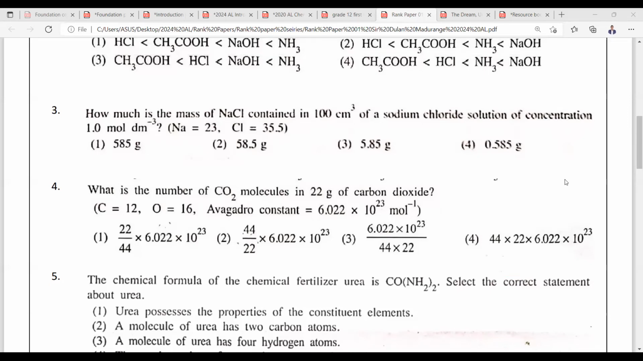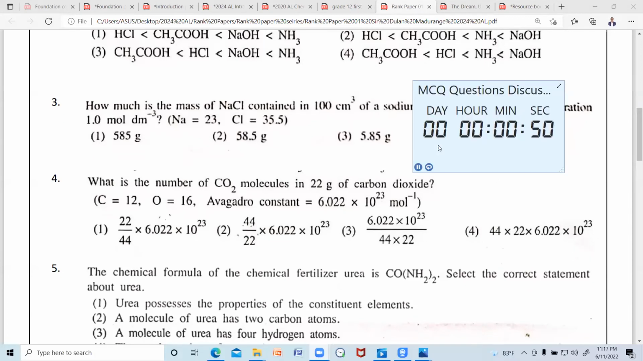So, what is the answer? I've already done it. In our question discussions, we give timed questions like this. Now you can see in your screen there's a timer. I have given 1 minute to do the question, so please use the time and get the answer.